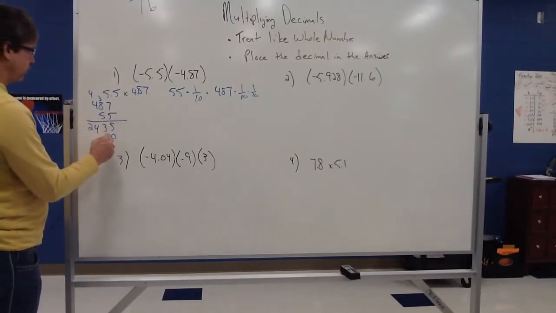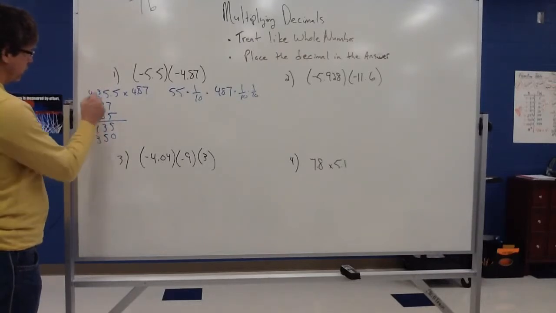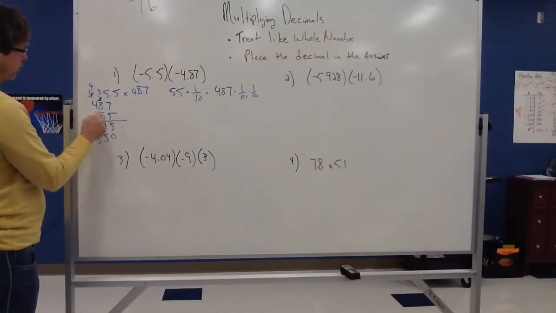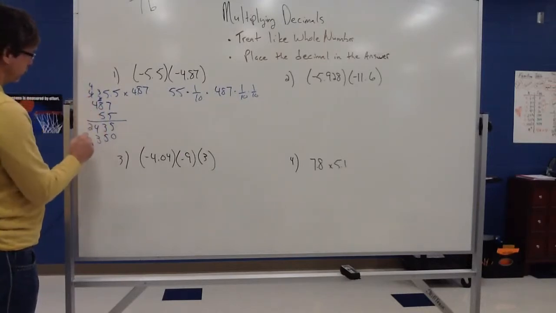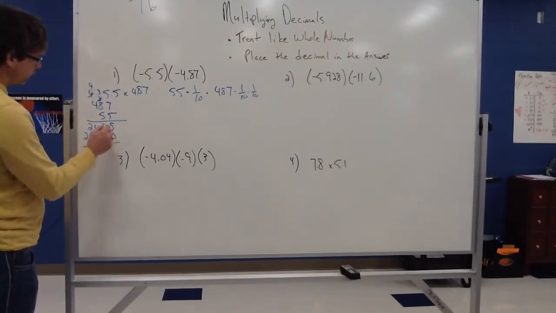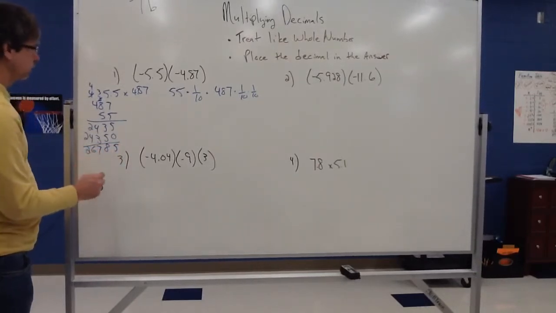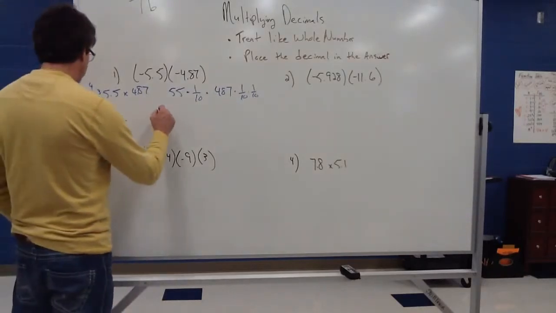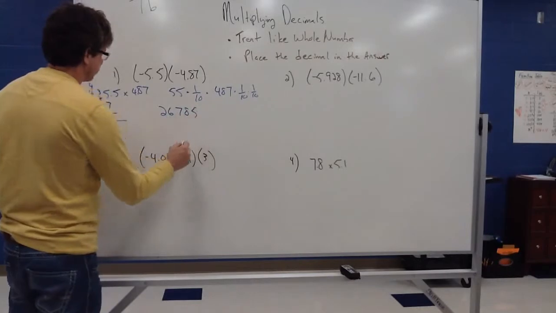5 times 7 is 35. Mark that out. Carry the 3 again. 5 times 8 is 40, plus 3 is 43. Mark that out. Carry a 4. 5 times 4 is 20, plus 4 is 24. And we add those two partial products together and get 5, 8, 7, 6, 2. So when we do this math, we end up with 2, 6, 7, 8, 5.